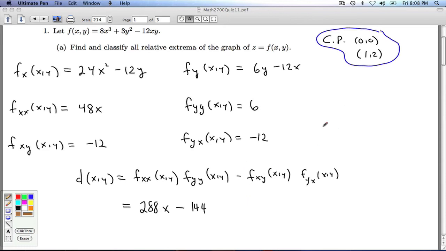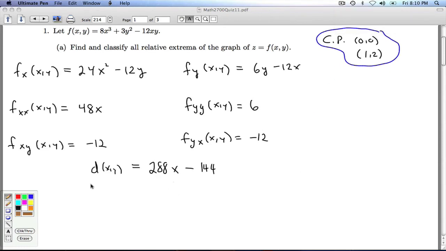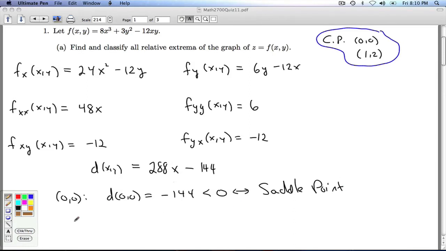And so now what I do is I evaluate D at each of my critical points, and that's going to tell me what's going on there. All right, so here's all the pertinent information. Let's look at the critical point (0, 0). Look at D at (0, 0). I get negative 144. And what's important about that? Well, it's less than 0. That means we have a saddle point at that location.